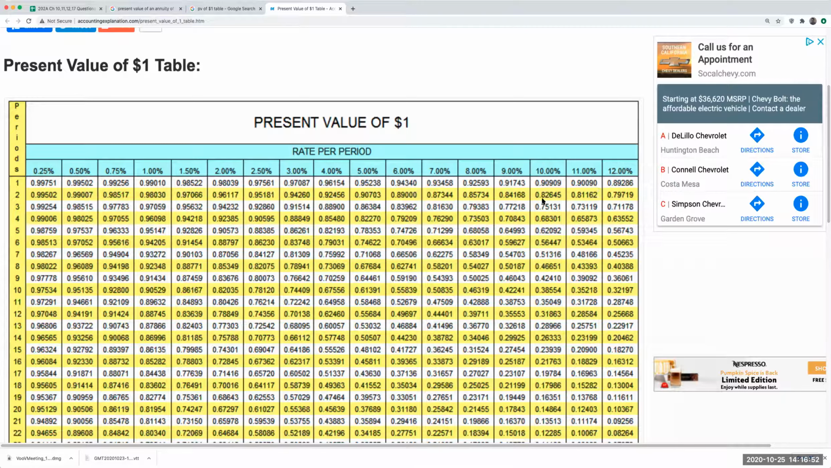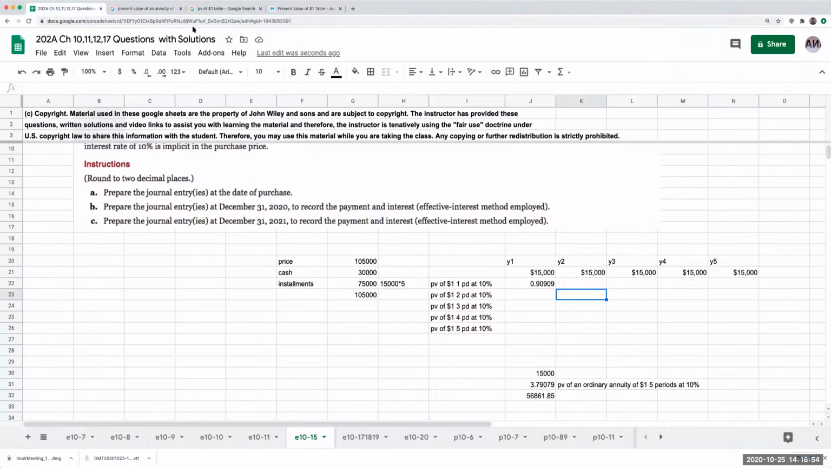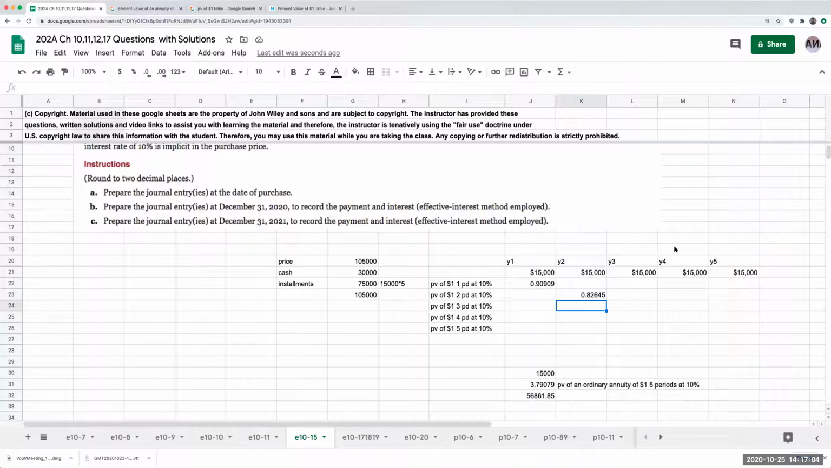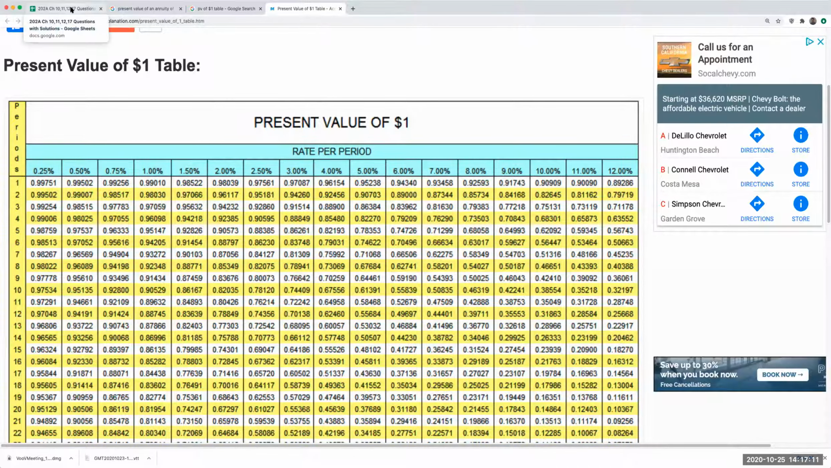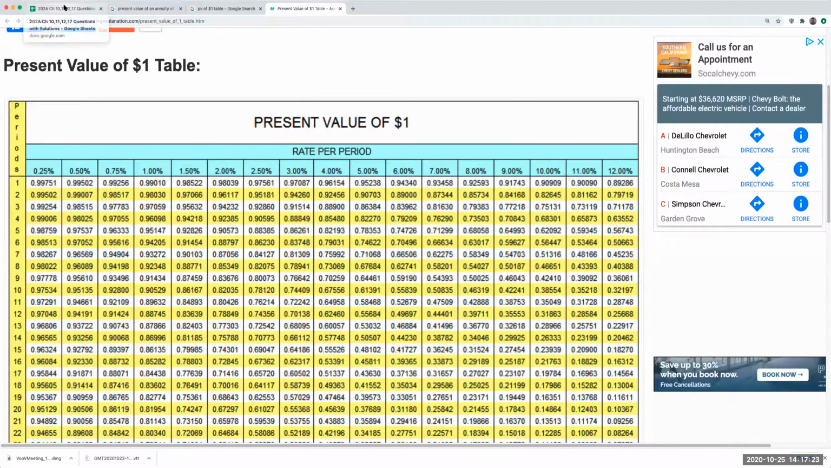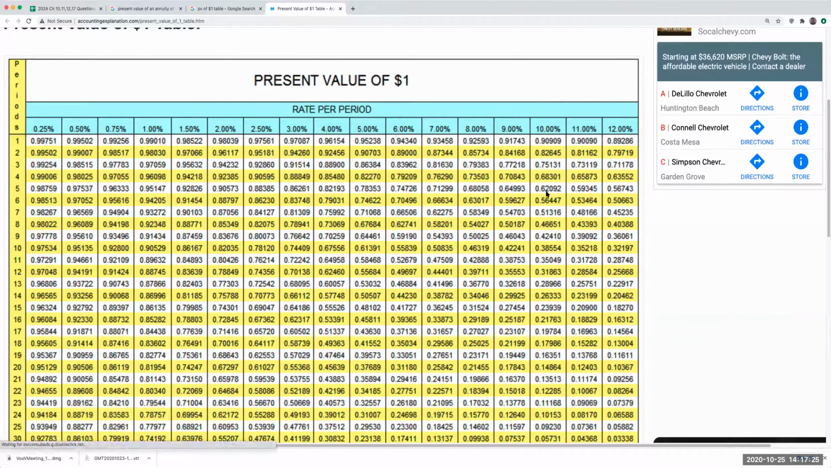Okay, so this is 0.82645. I'm going to turn myself into a pickle at the end of this. It's going to be great. 0.75131, and this is going to be to get out of family counseling or family therapy. Okay, and if you don't know what that's from, you're clearly not watching enough of Pickle Rick. And I get 0.68301. And then I have over here 0.62092.